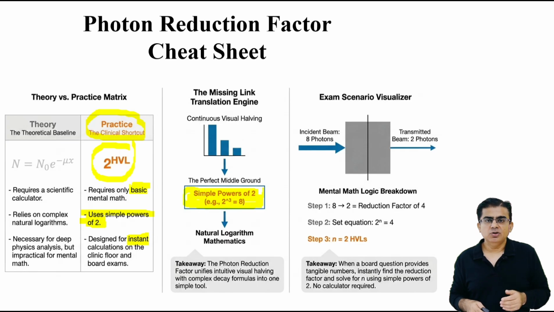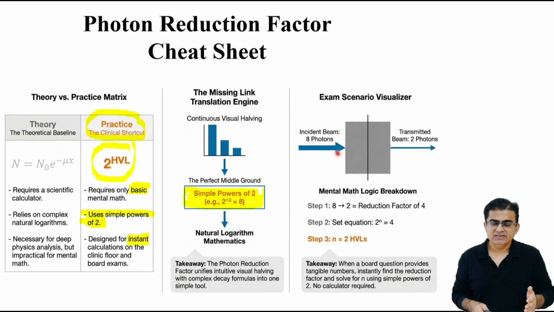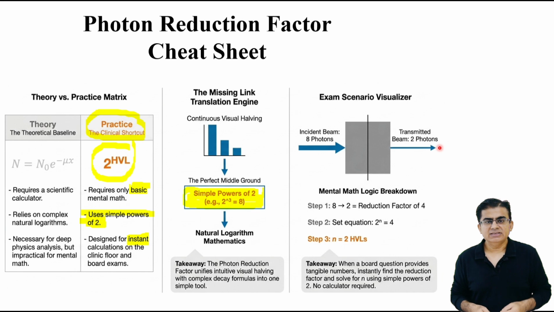Finally, let us look at the most important part for your upcoming tests, the exam scenario visualizer on the right. In exams, you will frequently be tested on this specific concept by being given tangible numbers just like this. Imagine you have an incident beam of exactly 8 photons entering a shielding block. When it exits, the transmitted beam has exactly 2 photons. Let us use our mental math logic breakdown to solve this without any calculator.